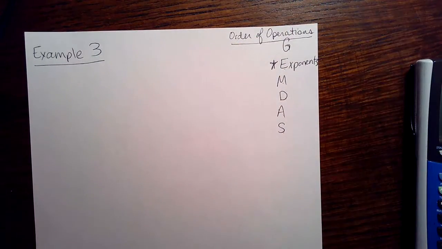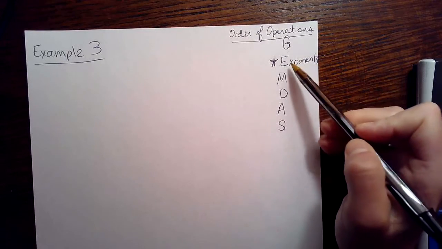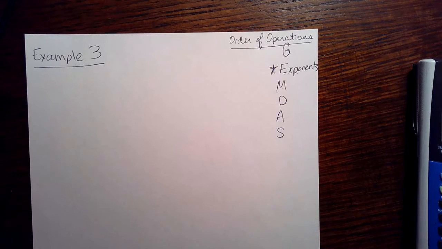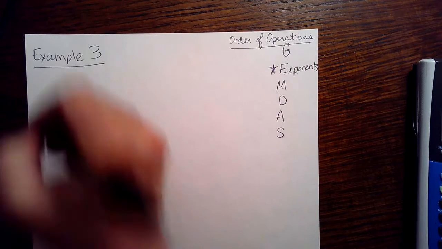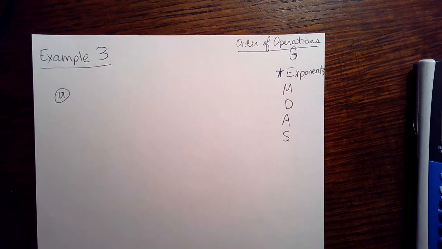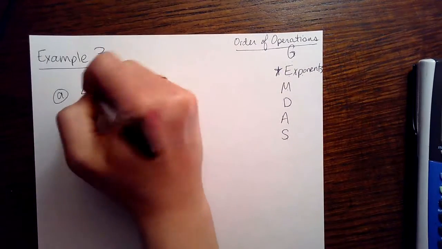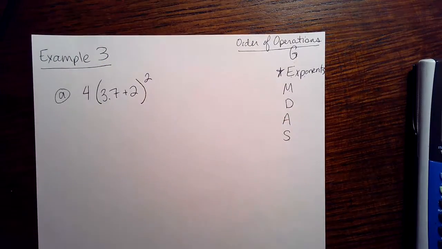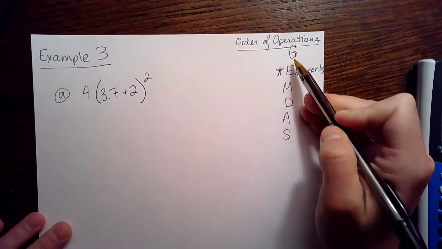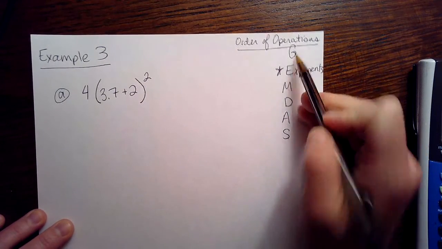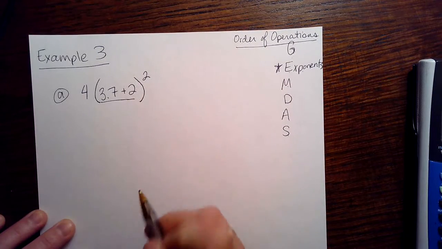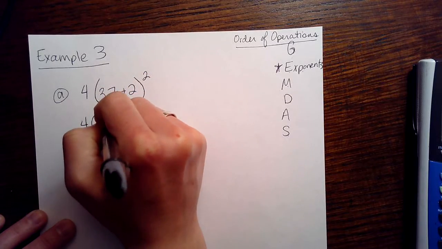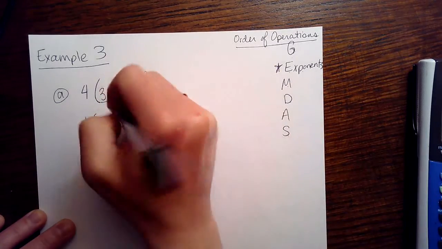In our order of operations, we're going to first simplify anything in grouping symbols, then simplify exponents, then multiply, divide, then add and subtract. So our first example, this is example 3, part A, has 4 times parentheses, 3.7 plus 2, end parentheses to the second power. One step at a time. Order of operations says the first step I do is anything in grouping symbols. So I look for 3.7 plus 2. 3.7 plus 2 is 5.7. Now that's simplified to the second power.